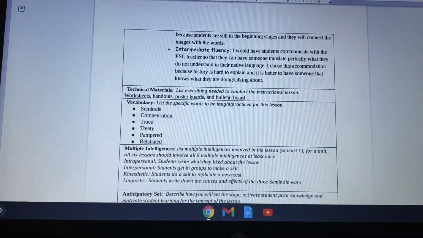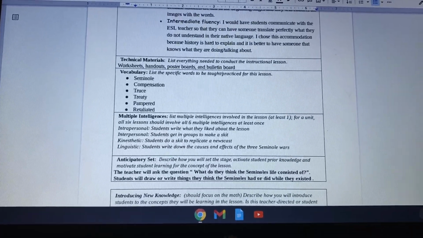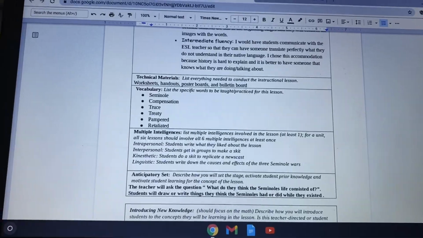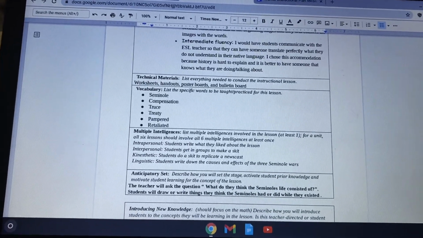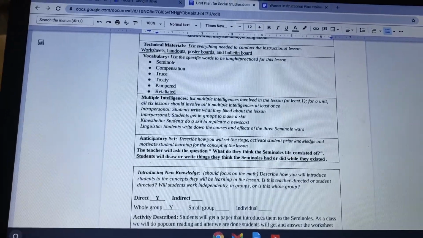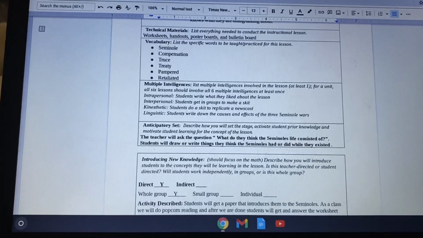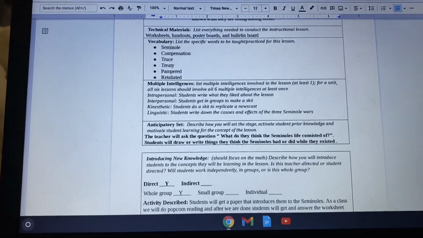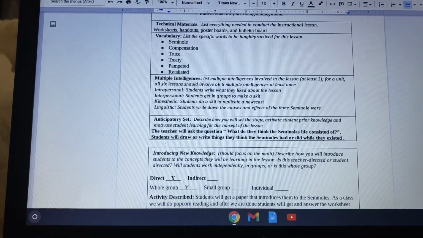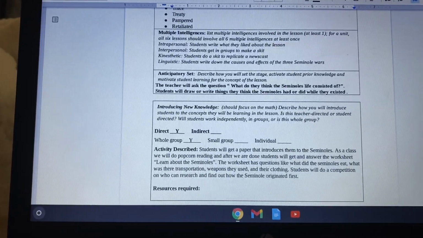For technical materials, I said worksheets, handouts, poster boards, and bulletin board. For vocabulary, I said Seminole, compensation, truce, treaty, pampered, and retaliated. And intrapersonal, students write what they liked about the lesson. Interpersonal, students get in groups to make a skit. Kinesthetic, students do a skit to replicate a newscast. Linguistic, students write down the cause and effects of the 3 Seminole Wars.